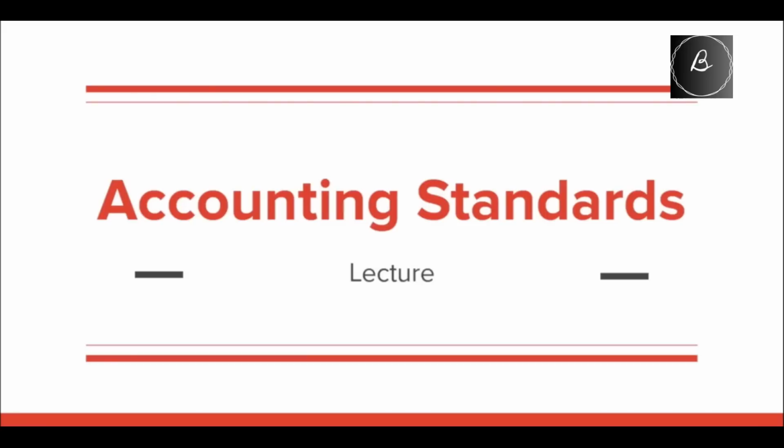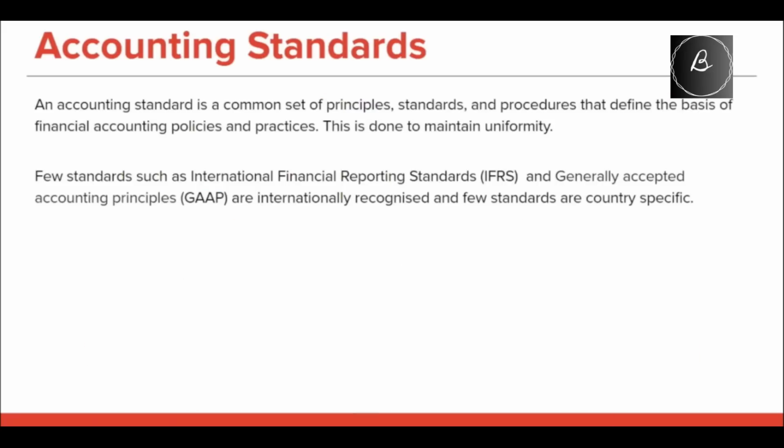Hi, let's now look at the accounting standards. So, an accounting standard is a common set of principles, standards, and procedures that define the basis of financial accounting policies and practices. Now, this is done to maintain uniformity. Few standards, such as the International Financial Reporting Standards or IFRS and the Generally Accepted Accounting Principles, also known as GAAP, are internationally recognized, and few standards are country-specific.